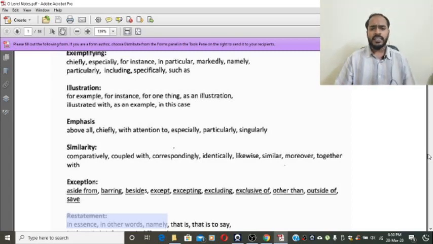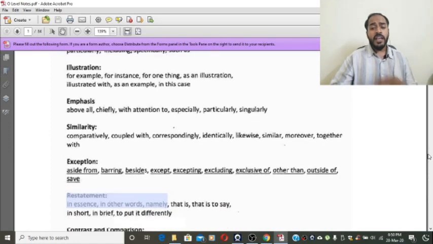So this is not the only word that you can use. There are more words other than aside from: barring, besides, except, excepting, accepting, excluding. Exclude is the word that most of us, those who actually know English, would be used to.